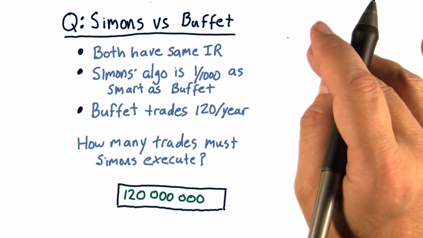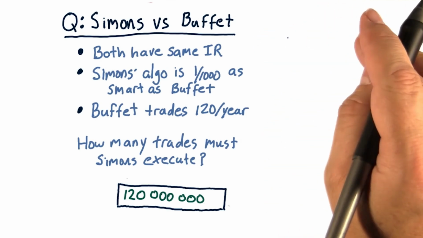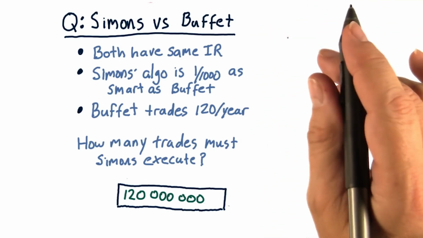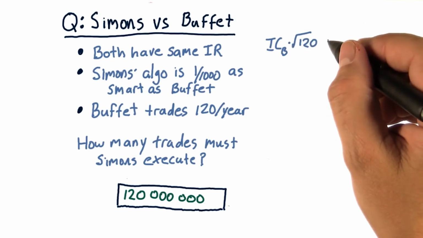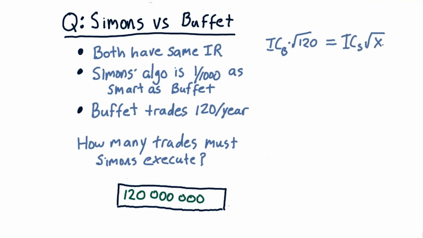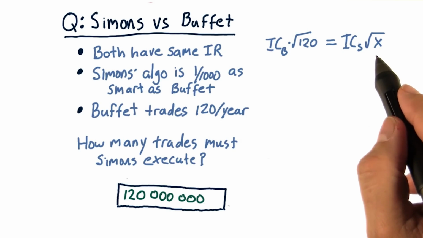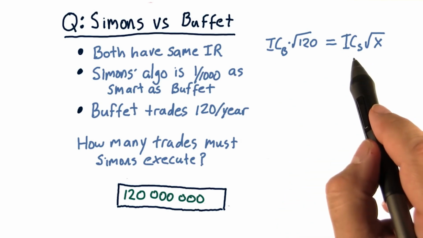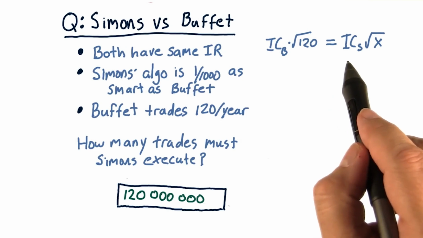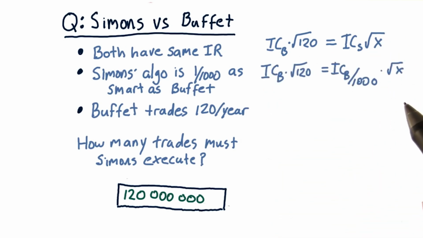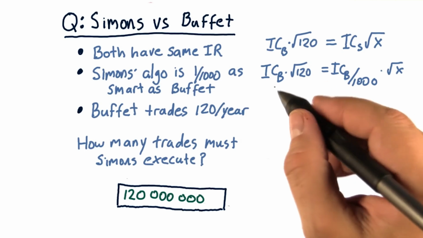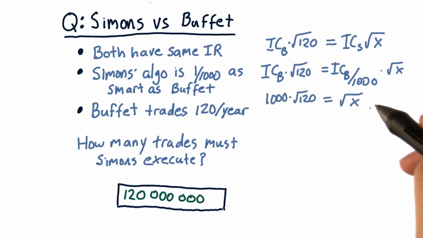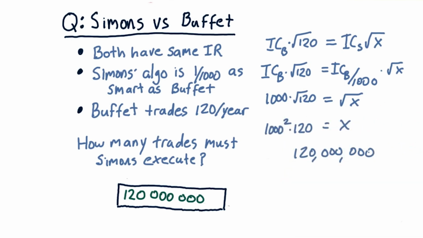We know that their information ratios are the same, so we just set the equation equal to each other, one for Simons and one for Buffett. So the information coefficient for Buffett times square root of 120, this is Buffett's information ratio. Now this is Simons' information ratio. It's his information coefficient times the square root of x, which is what we're trying to find. Now first thing we can do is replace IC_S with what we know that it's 1/1000th of Buffett's. Now we can multiply both sides by 1,000 and divide both sides by Buffett's IC, and we get this. And now we just square both sides and we're left with x, or 120 million.